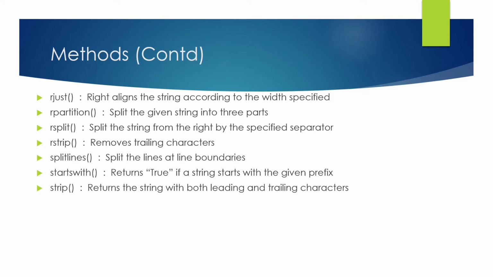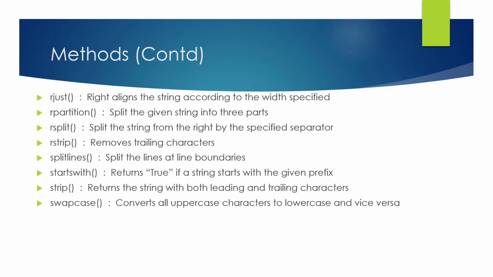Strip returns the string with both leading and trailing characters removed. Swap case converts all the uppercase characters to lowercase and vice versa. So for example, if you have written Ravish, there are 4 characters that are uppercase and 2 characters that are lowercase. If you swap case, then 4 characters will become lowercase and 2 characters will become uppercase. So that's how swap case works.